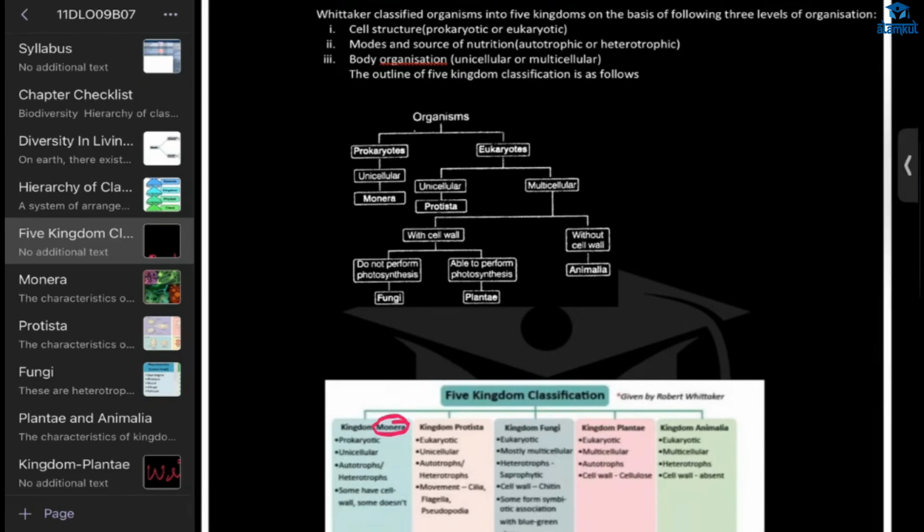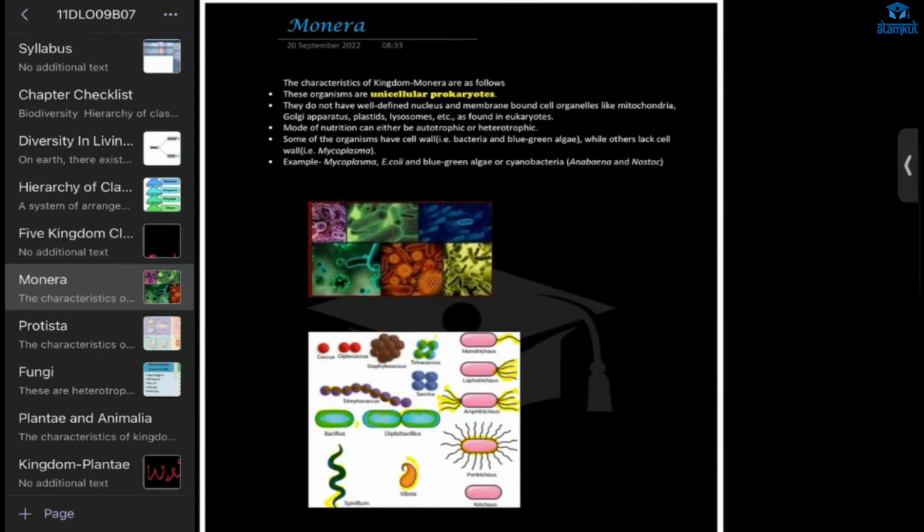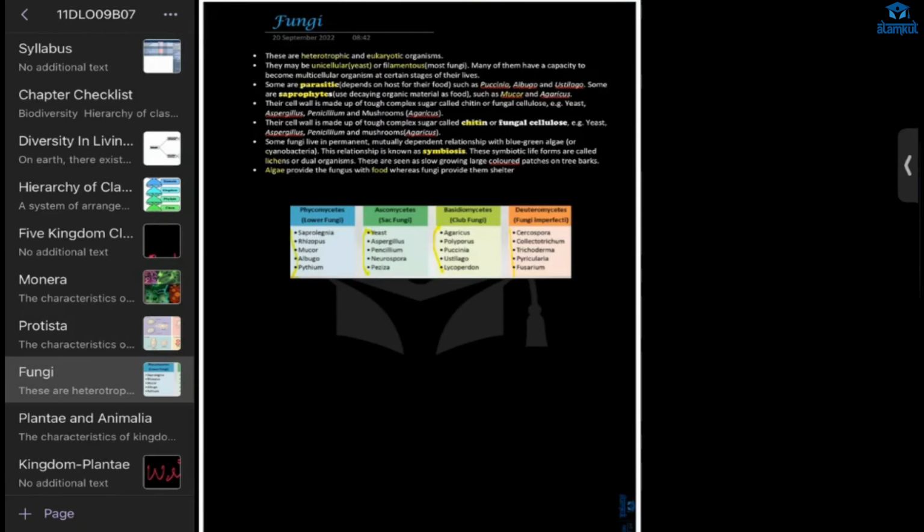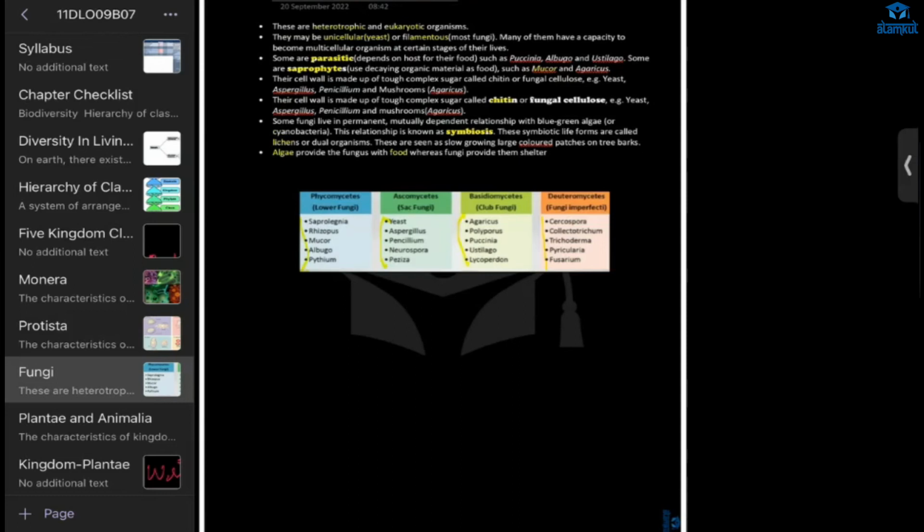What is Monera? It is unicellular prokaryotes, and their nucleus is not well defined, right? They have a nucleoid. In Protista, it is also unicellular, but it is eukaryote. They have a well defined nucleus, and they will also have organelles. In the fungi, we have multicellular eukaryotes, but the exception is the unicellular yeast. And these are parasites.